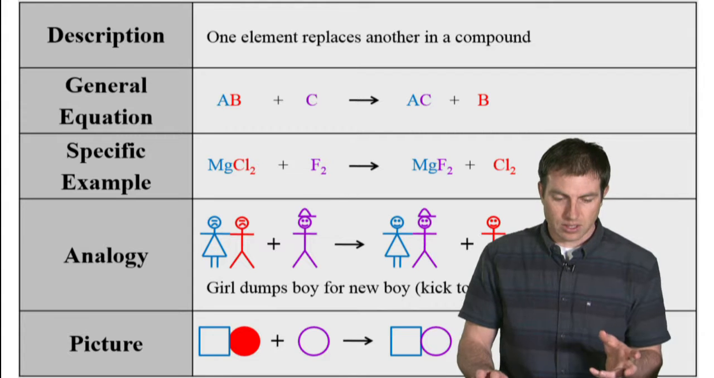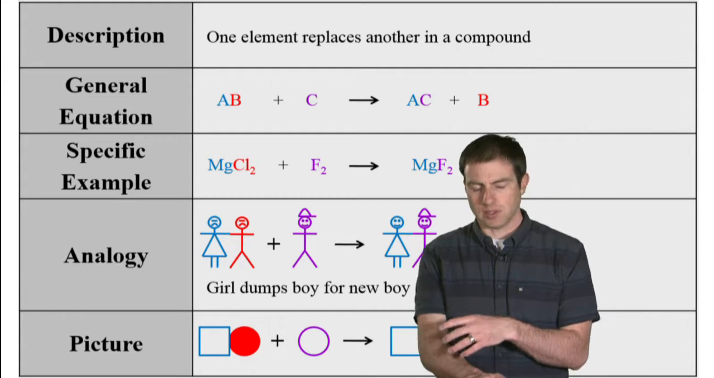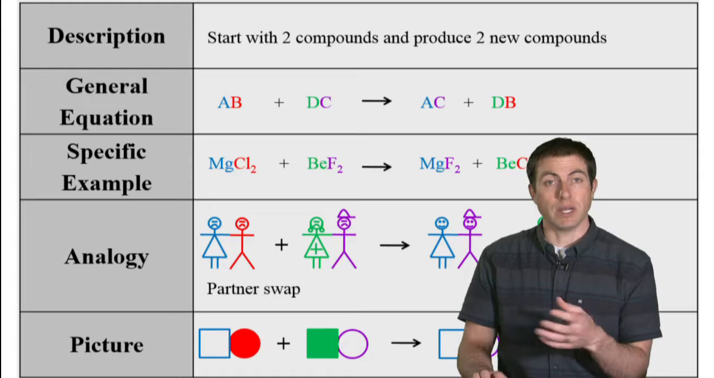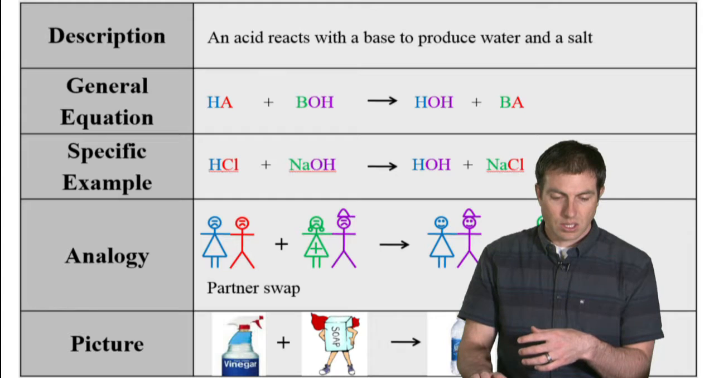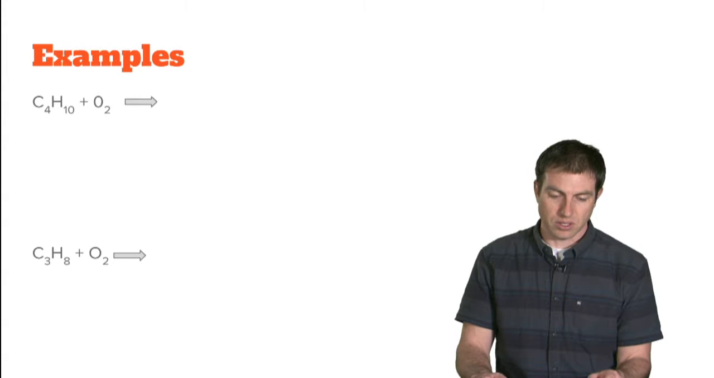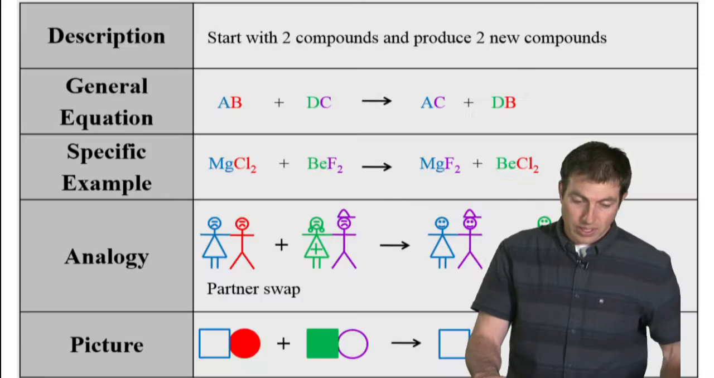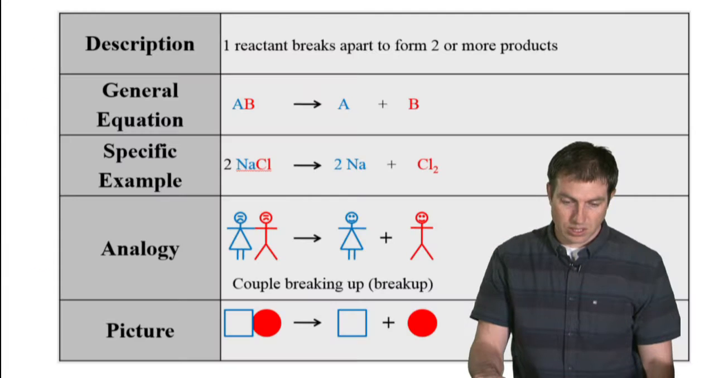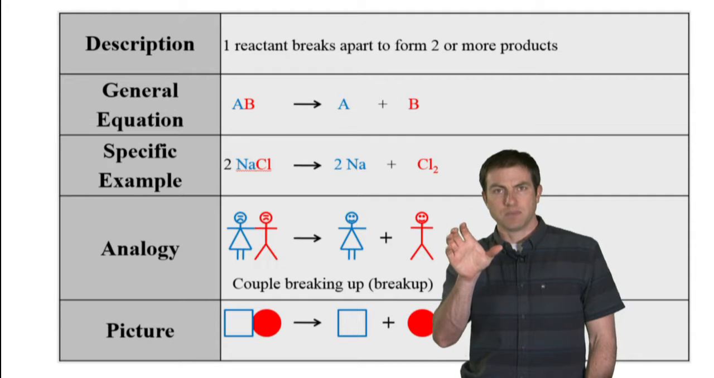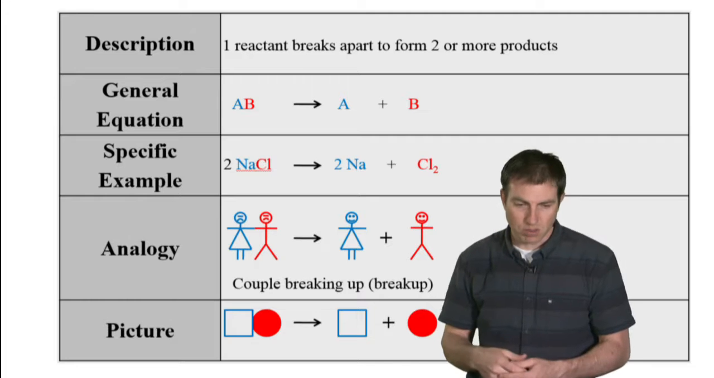And then this one starts with a compound and something by itself and ends with a compound and something by itself. So that's single replacement. That's not what we're looking for. Double replacement starts with 2 compounds, ends with 2 compounds, and then acid-base neutralization and combustion are fairly unique and maybe a little harder to recognize. So the one that matches the best is this one, where you started with one thing, a compound, and then it broke apart and you ended up with two separate things. And this is called a decomposition reaction.